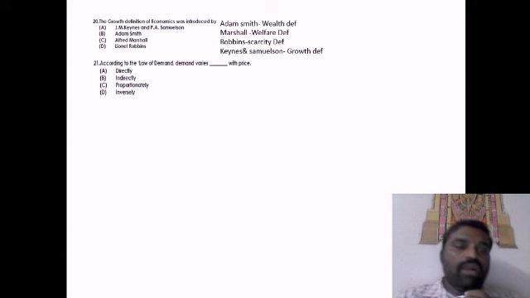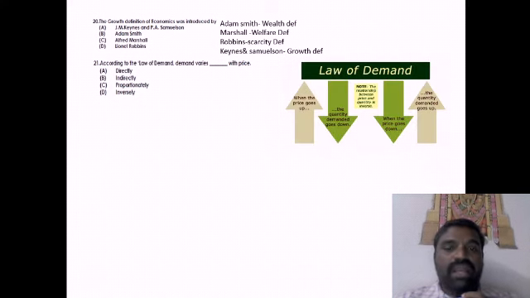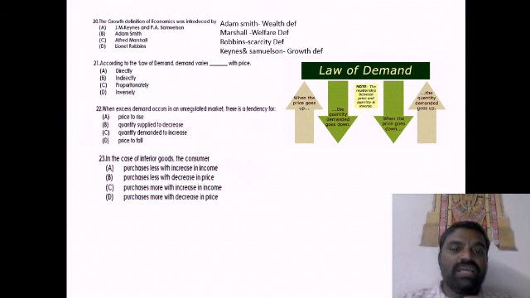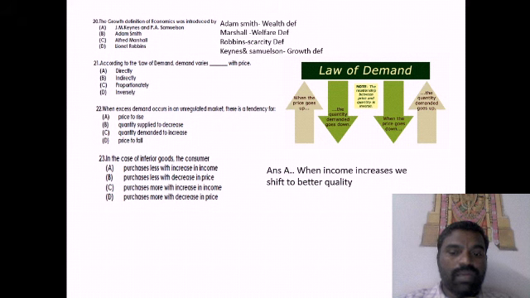Next, according to the law of demand, demand varies. First you see what is the law of demand. When prices go up, the quantity of demand goes down. When the prices go down, the quantity of demand goes up. So it is inversely proportional. Okay.